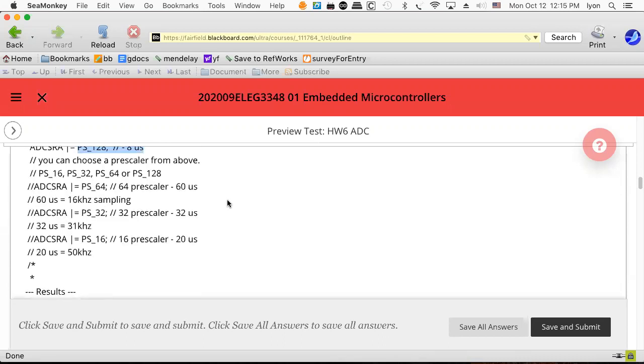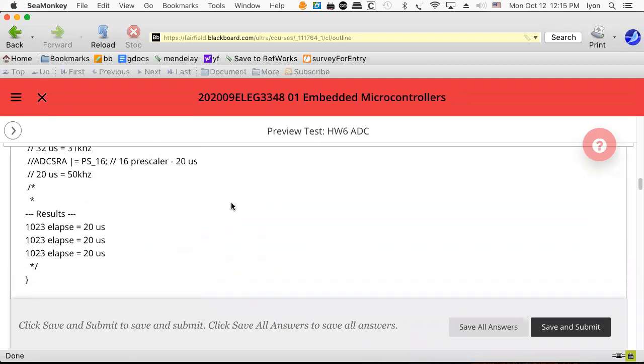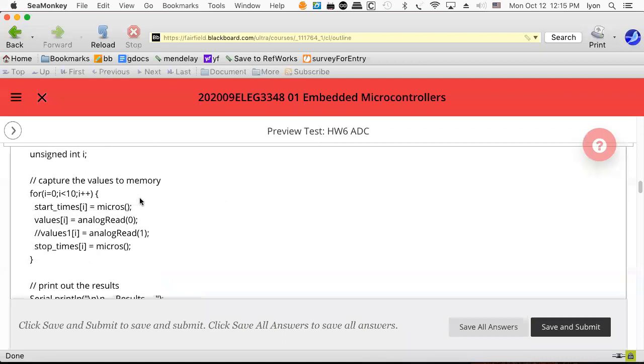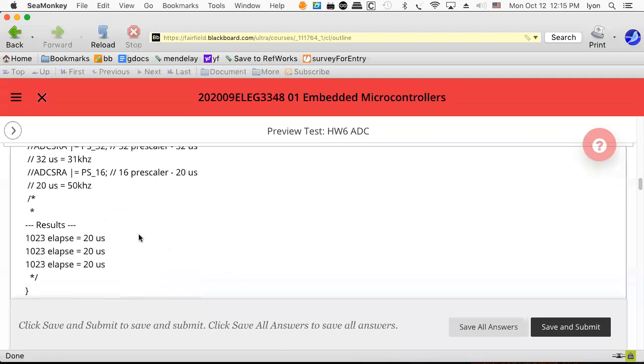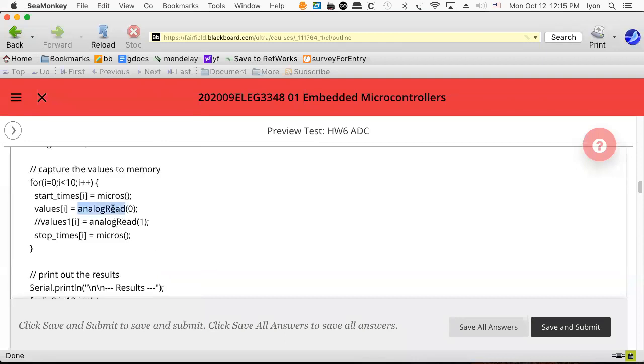So then here comes this interesting bit of code. A serial setup, and it's giving me results of 20 microseconds. I've got several samples from the analog read and then several stop times. And I'd like to know if it's being consistent as I do several samples. And here I'm doing analog read and it's giving me a 20 microsecond read time.